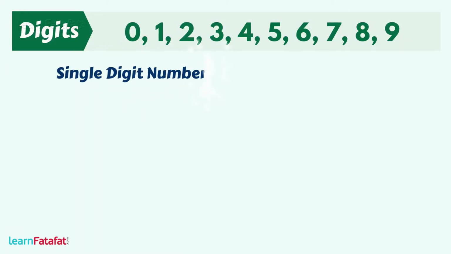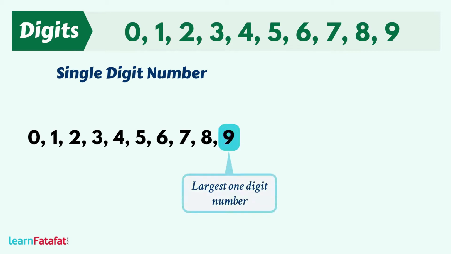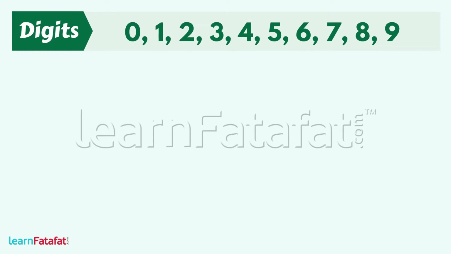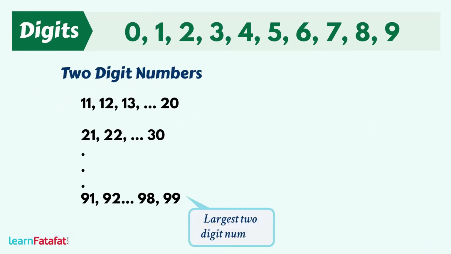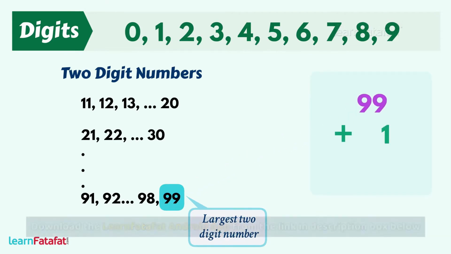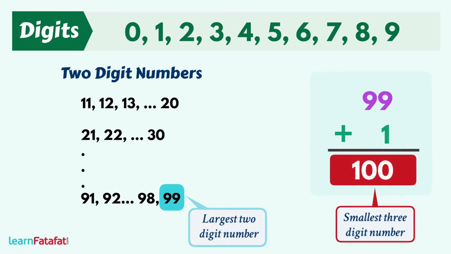A single digit number can be written by using only one of the 10 digits. The largest one digit number is 9. If we add 1 to this number, then we get the smallest 2 digit number, 10. We can write any 2 digit number as well. The largest 2 digit number is 99. If we add 1 to this number, then we get the smallest 3 digit number, 100.